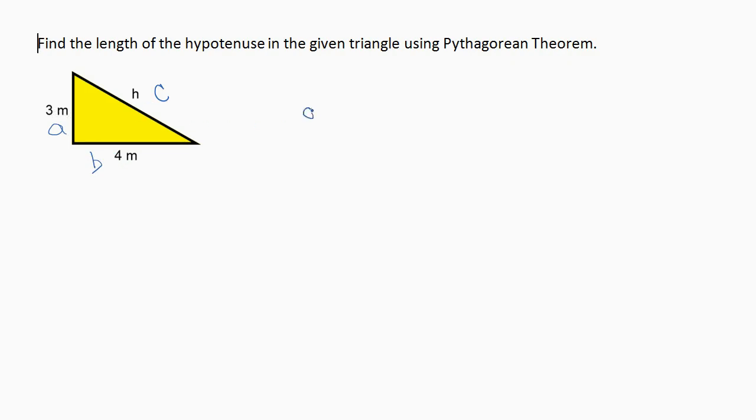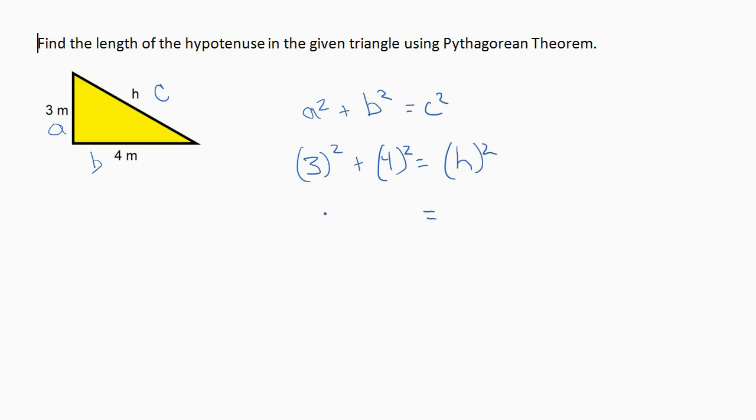Now we know our equation is a squared plus b squared equals c squared. And according to what I've labeled right here, we can see that a is 3, so 3 squared, plus b is 4, 4 squared equals c squared. But c is h. We don't know what h is. That's what we're trying to figure out. So h squared.